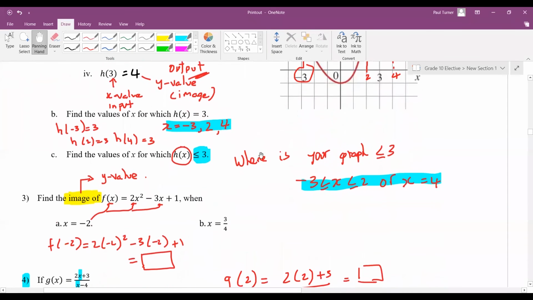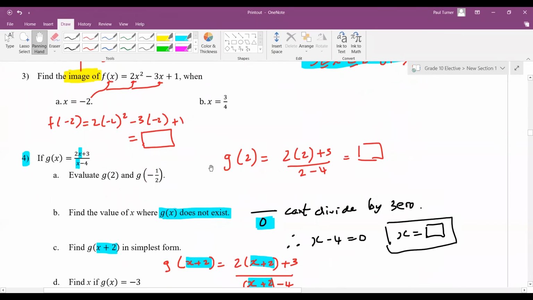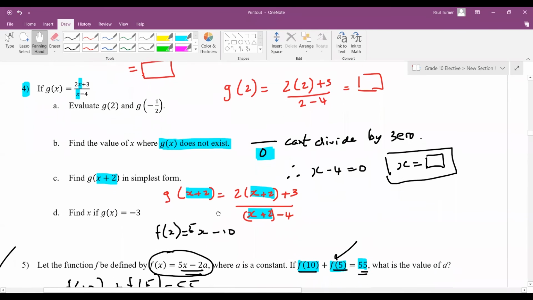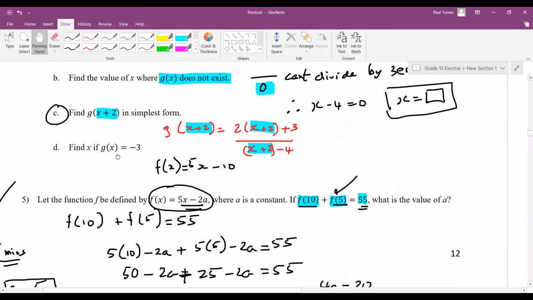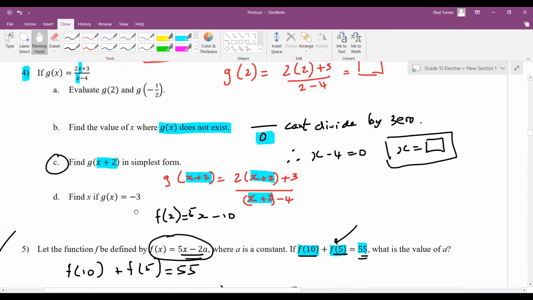Now we've got a couple of minutes. Question 3. You don't have a worksheet yet, but it may be coming in the next couple of days. So if you've got any problem here, you should let me know with any of these. This one, simplify these here, question C. So simplify them as far as possible. Find X if G(x) is -3.